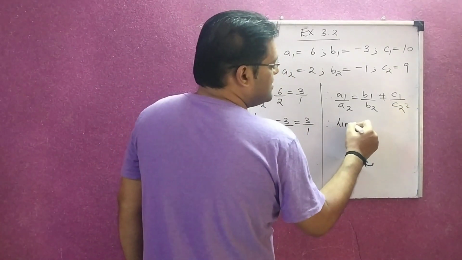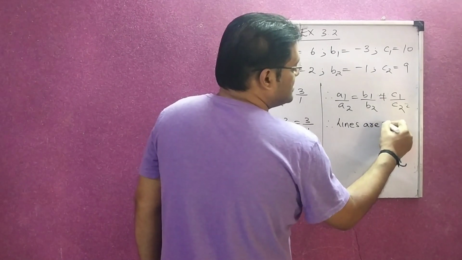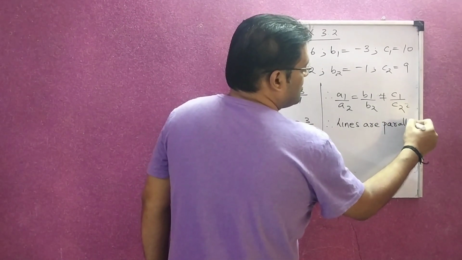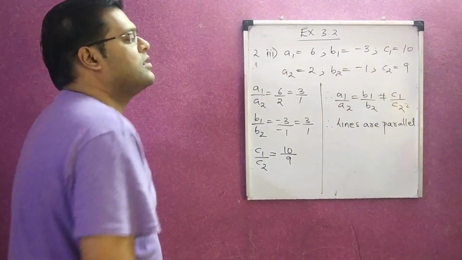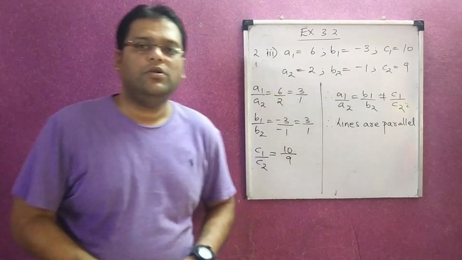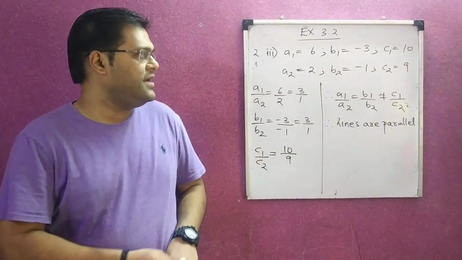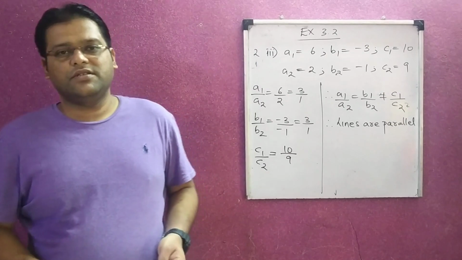Therefore I can say lines are parallel. Right? Lines are how? Lines are parallel. Right? So please go through this, then we can proceed.